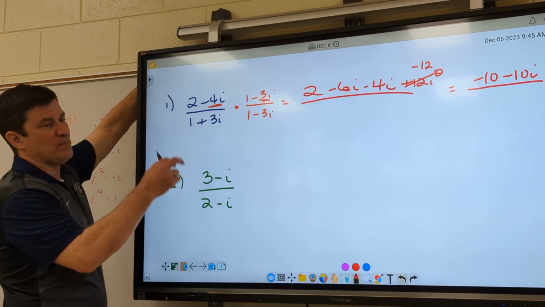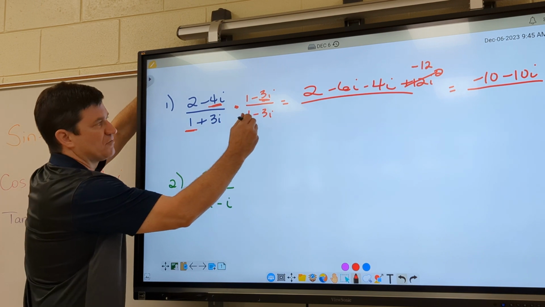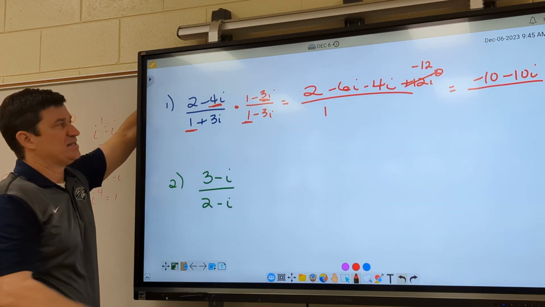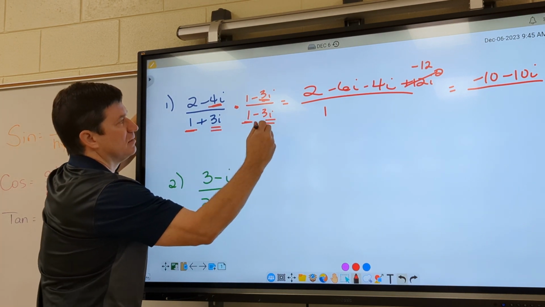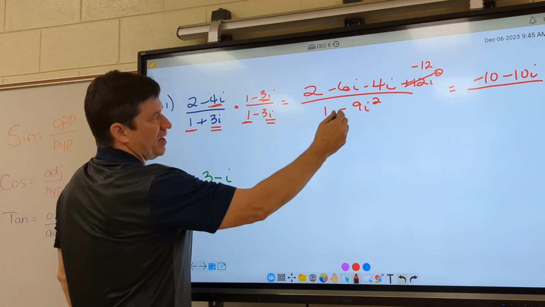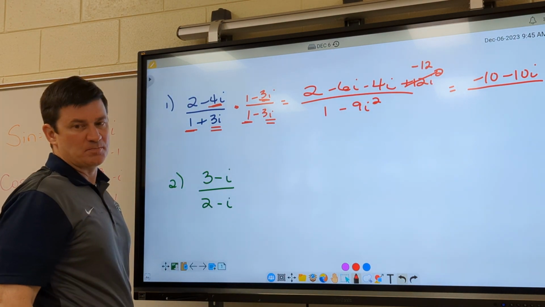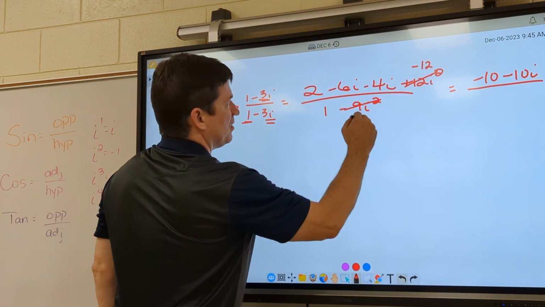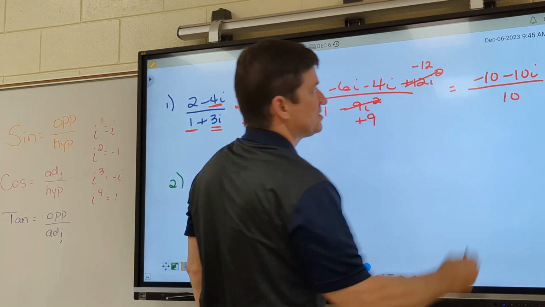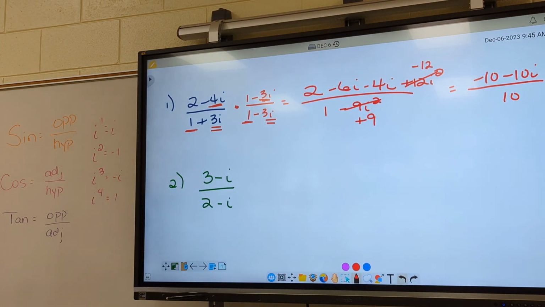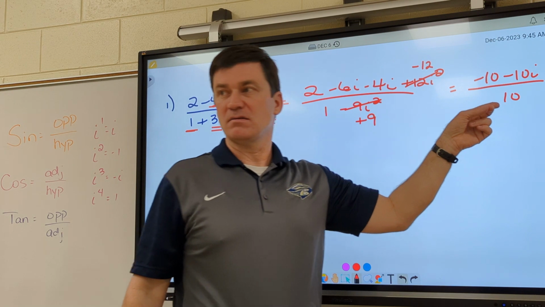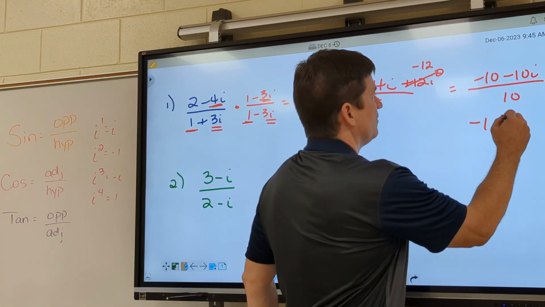All right, now look, on the bottom, guys, all you have to do is times the front numbers. That's 1. And times the numbers on the end. That's negative 9i squared. What's that negative 9i squared going to turn into? 9. Everybody understands how that's plus 9? Bottom is 1 plus 9, which is 10. All right, look at your fraction. What can I divide all 3 numbers by? 10. Final answer, negative 1 minus 1i.